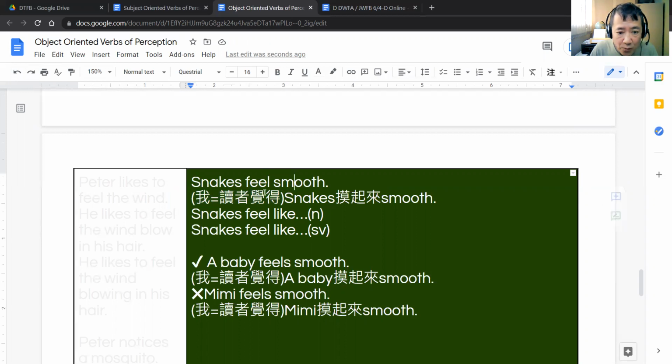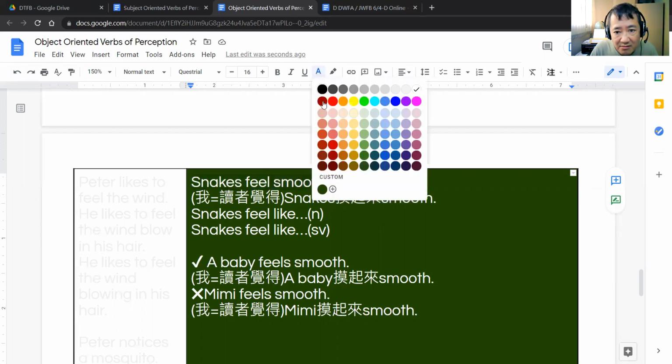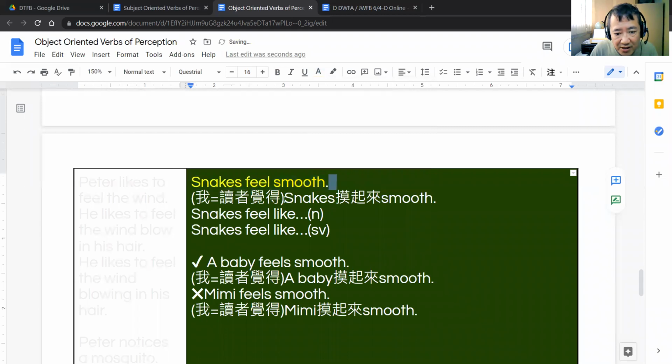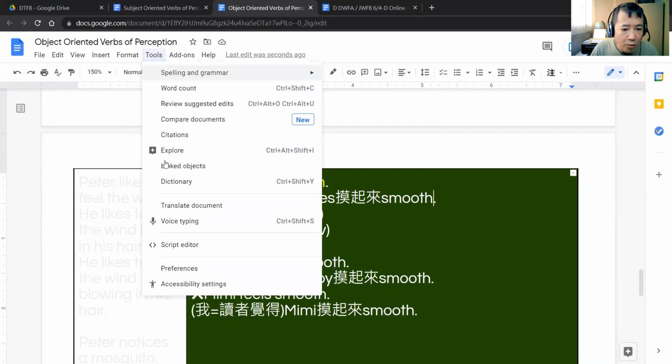Okay? So when I say snakes feel smooth, I'm saying this. You can read it yourself. Notice the snake is not doing anything. You are saying you think snakes feel smooth. By the way, smooth means 滑滑的, okay?